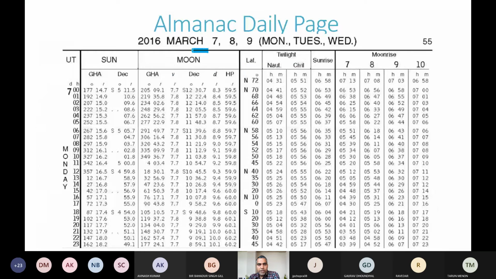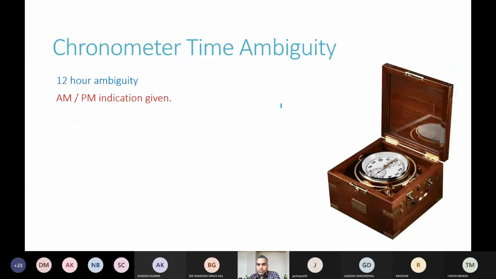You can see this is a daily page of the moon. In the daily page, you see the date along with every hour, and you have the HP of the moon mentioned. So HP of the moon is mentioned for every hour. So just pick up the value from here. Let's say, for example, 59.7, and you enter into the table.